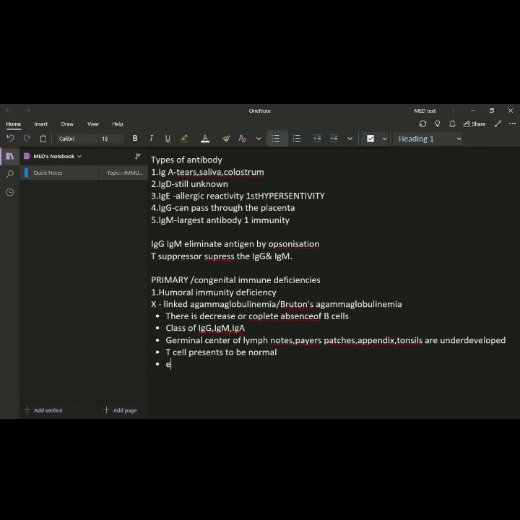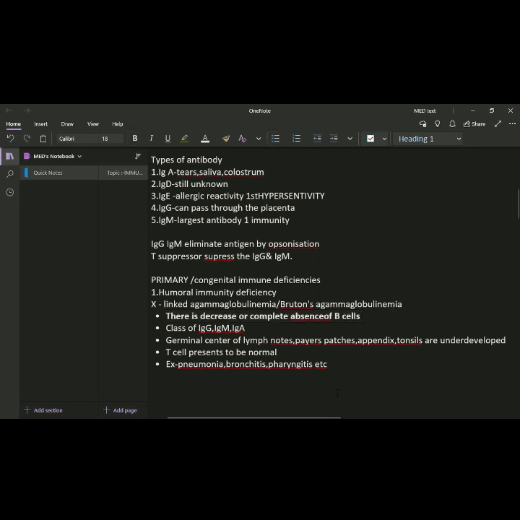For example, this type of disorder tends to present with pneumonia, bronchitis, pharyngitis, etc. The important point over here you need to know is that there is deficiency or complete absence of B lymphocytes. This is what you have to understand over here.